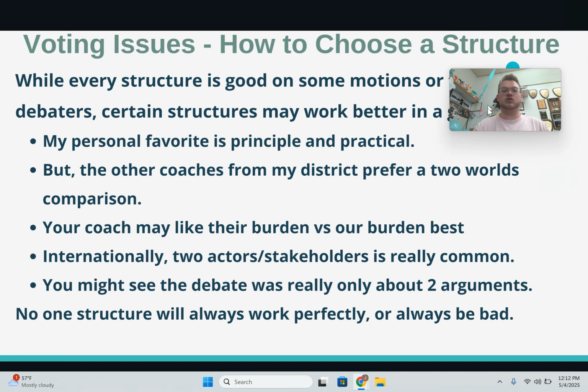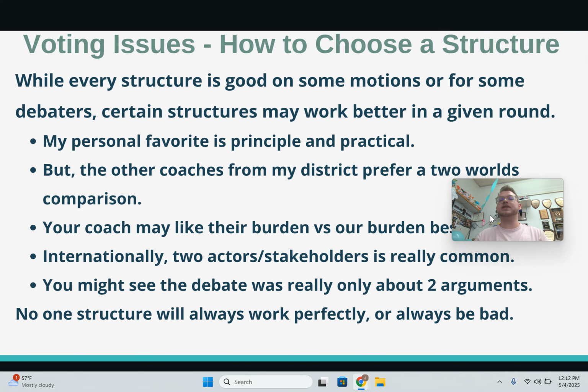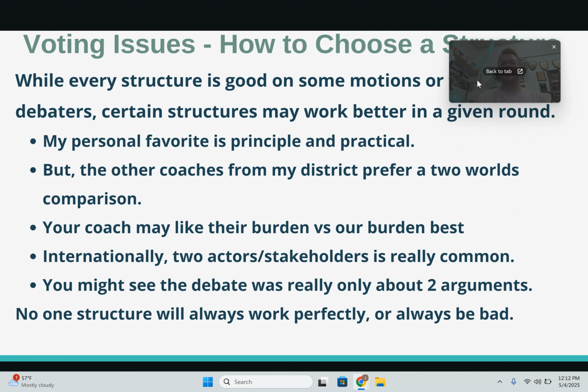So how do we choose which of these structures we want to use? Well, every single one of them is good for some motions or for some debaters. Certain structures will work better in a given round. My favorite's principal practical. Other coaches that are my friends prefer two worlds. Your coach might like their burden versus our burden. Internationally, two actors or stakeholders is really common. And you might really see that the debate was only about two arguments, so it only makes sense to talk about those two arguments. No one structure is always going to be perfect or always be terrible.